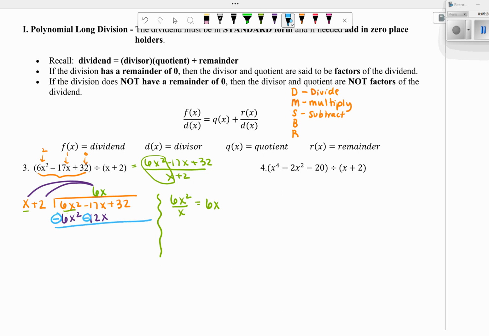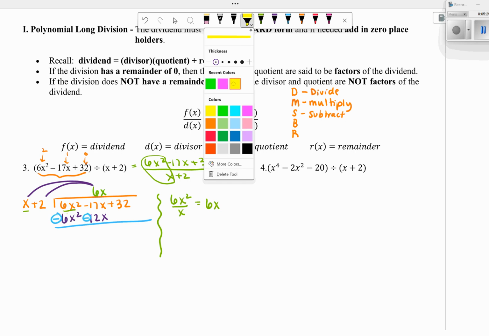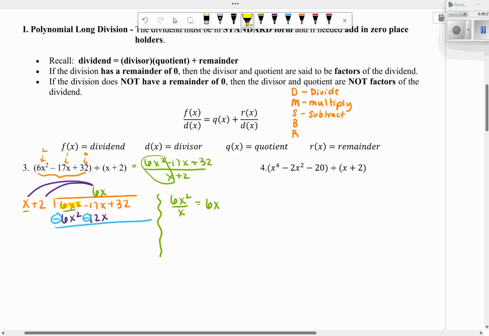And we did this on purpose. So notice that your first term should cancel out. So 6x squared minus 6x squared ends up canceling out. If it doesn't, then we know we did something wrong. Then we have 17, negative 17x minus 12, which gives us minus 29x.